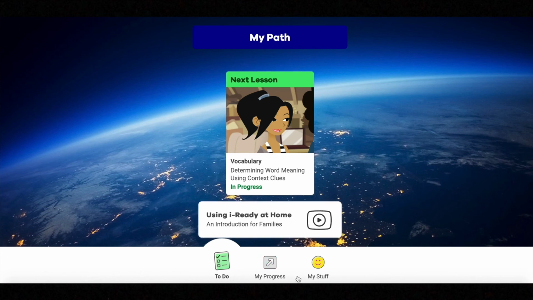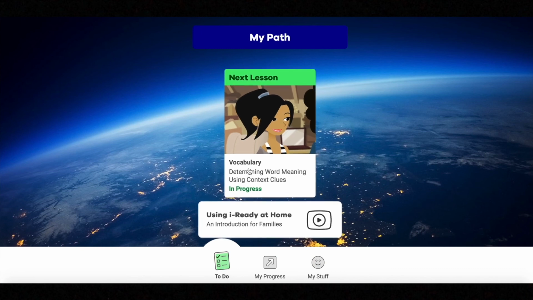There are also some other tabs down here that are useful for students. There's the to-do list. That's where we are right now, letting us know that we need to do our next lesson and that I've started it and I'm not finished.